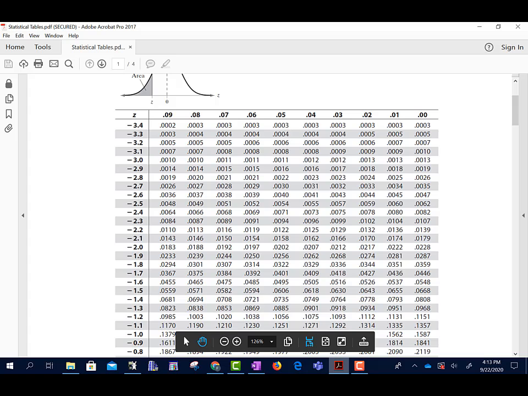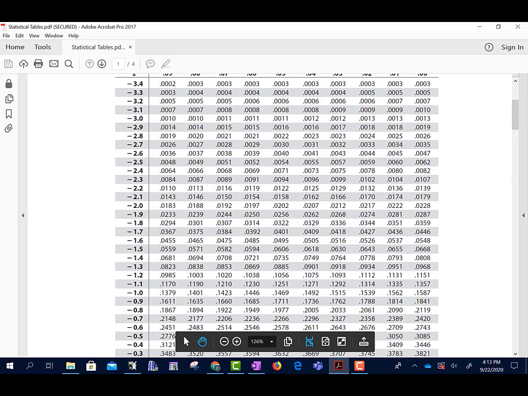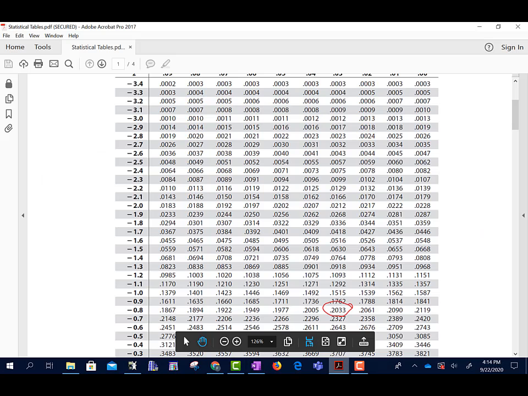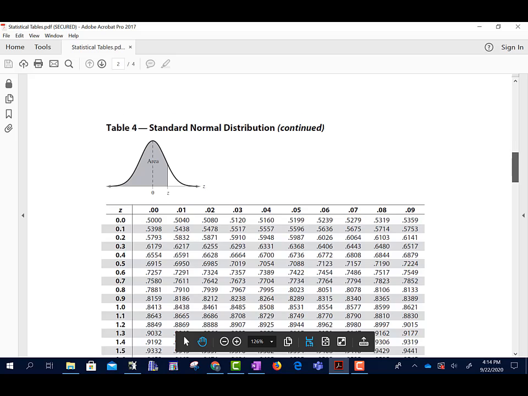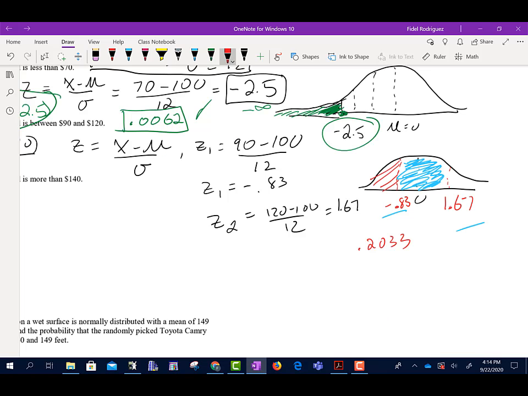So I'm going to pull up my table, negative 0.83. Just to give you a heads up, there's my 3, negative 0.83. I'm coming up with 0.2033, okay? Now, when I do it for the 1.67, that's also telling me the area to the left. 1.67 would be right here, 0.9525. So now what I'm going to do is subtract those two numbers, okay?